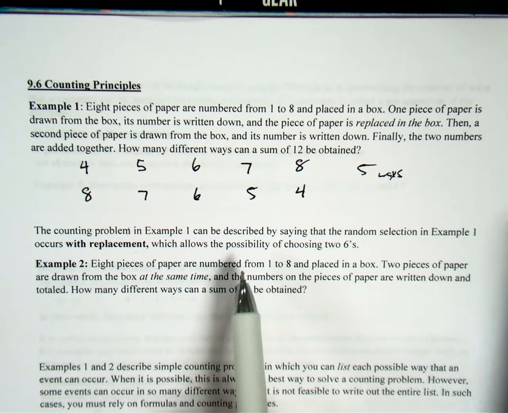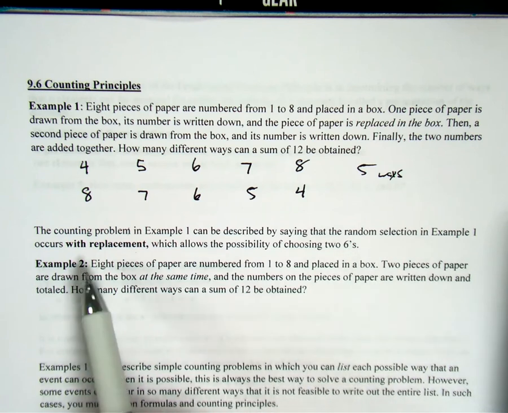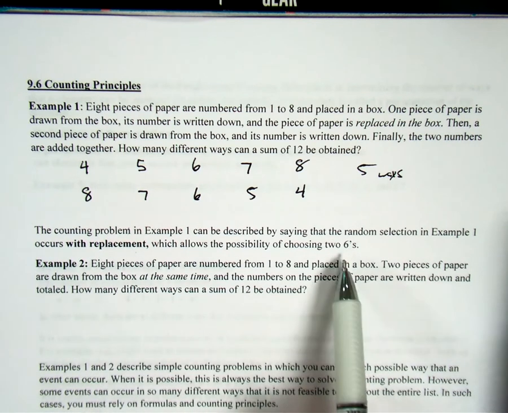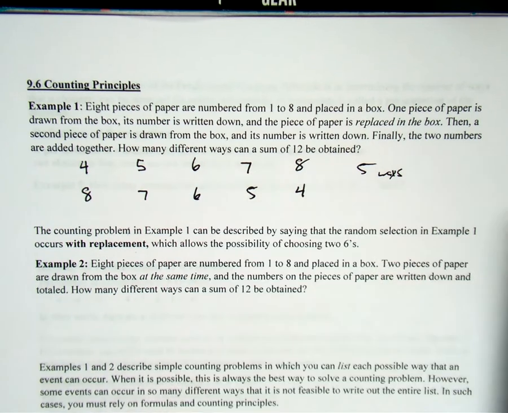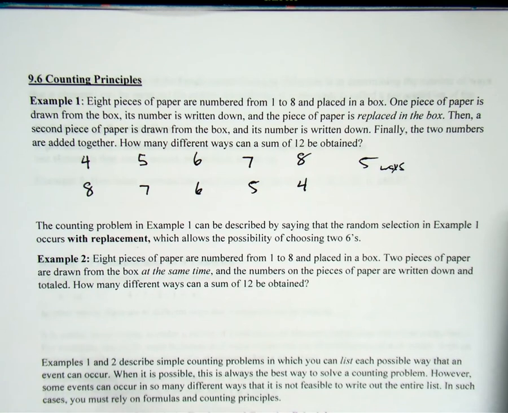The counting problem in example 1 can be described by saying that the random selection in example 1 occurs with replacement, which allows the possibility of choosing 2 6s. Okay? Because you pick the 6, you put it back in the box, and now you have the possibility of picking the 6 again.